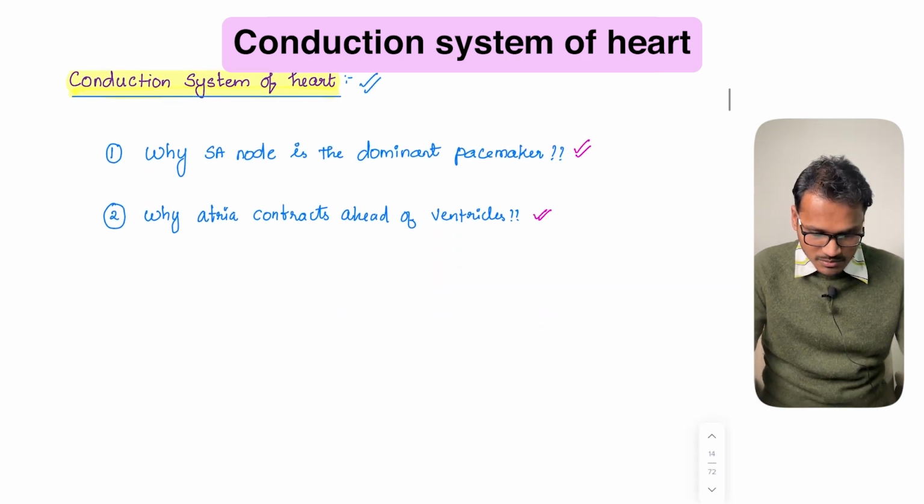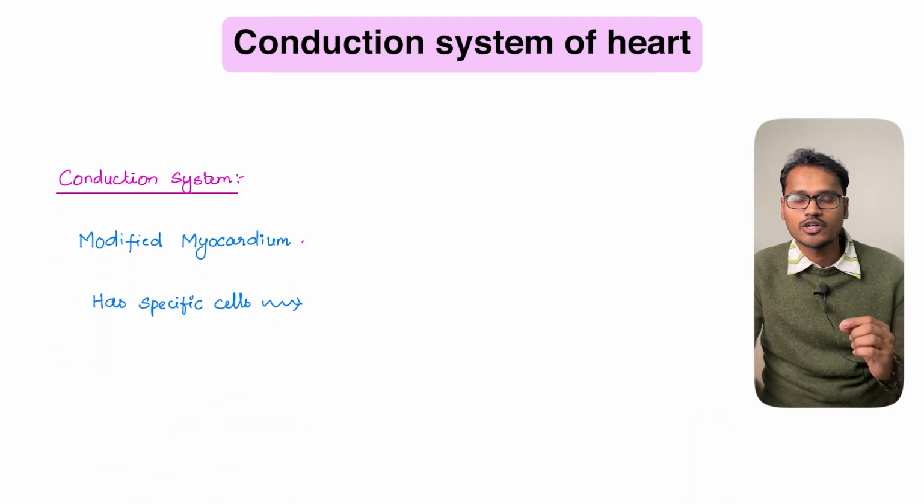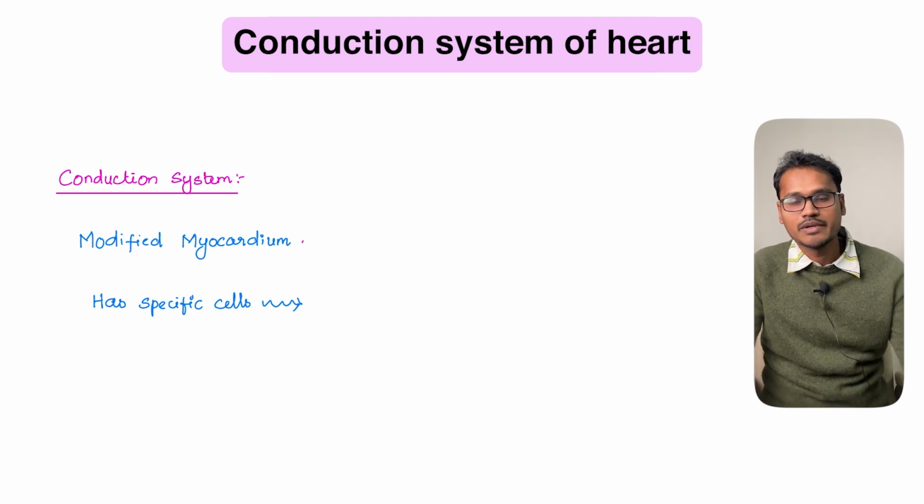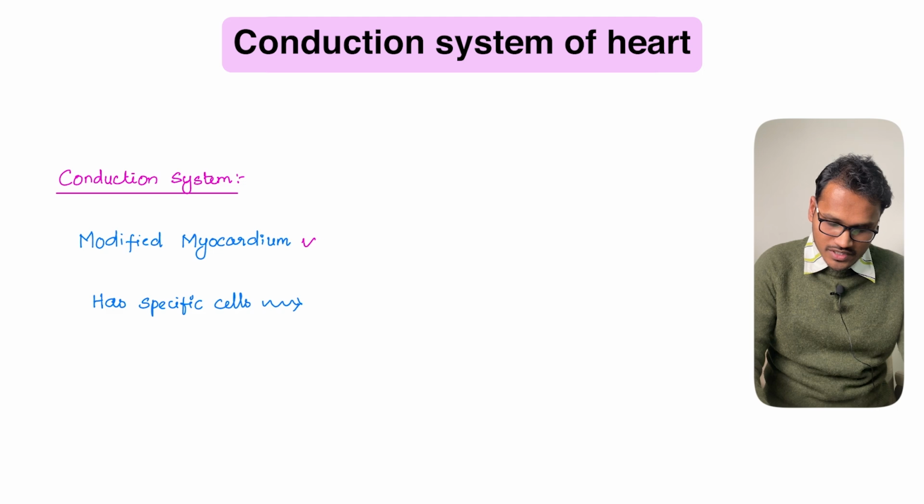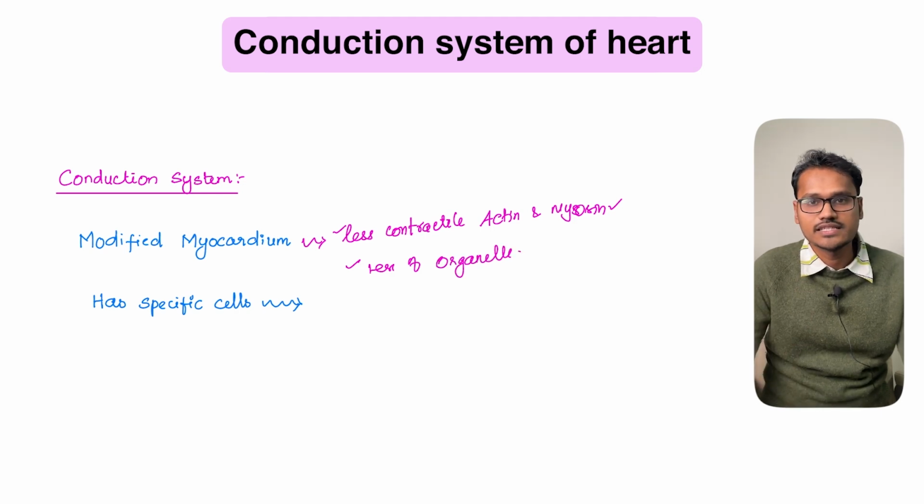So let's jump into the chapter, the conduction system of the heart. First, I told you it is the modified myocardium. So what is the modification? There should be some modification compared to the other place, that is, the ventricular myocardium. First, it has less contractile proteins. The contractile proteins like actin and myosin are both less in this region. Point number two, it has fewer organelles. The cellular organelles are also very few here.